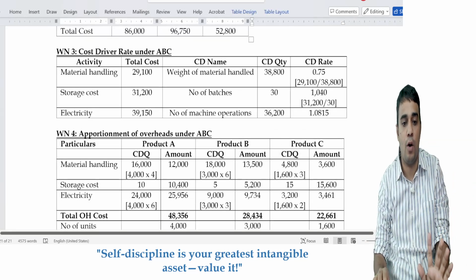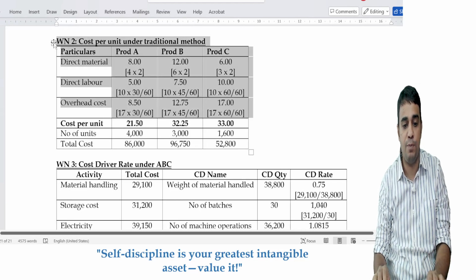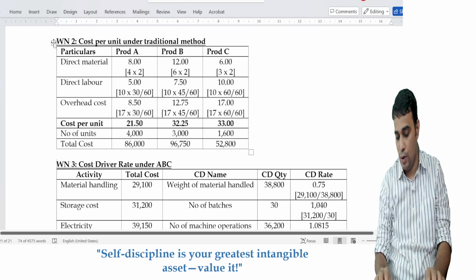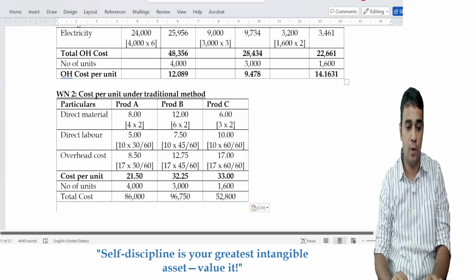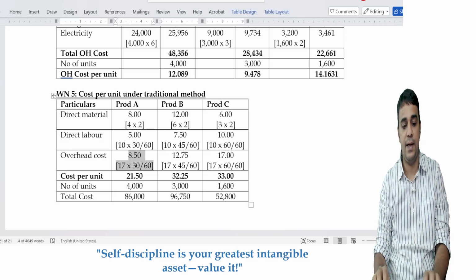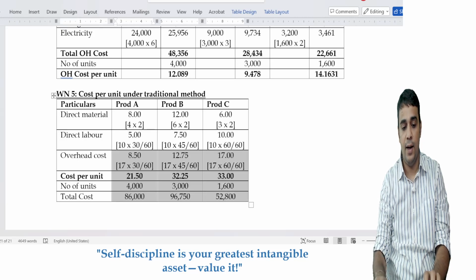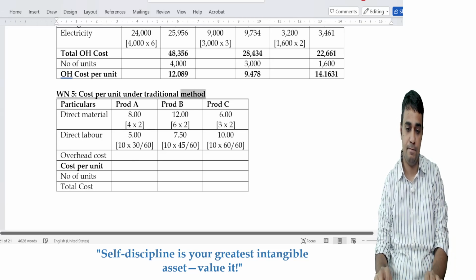Fifth step, we have to copy paste. Please copy paste this. Working note 5: cost per unit under ABC. Please write the format again, and material and labor will be the same. Cost per unit under ABC.